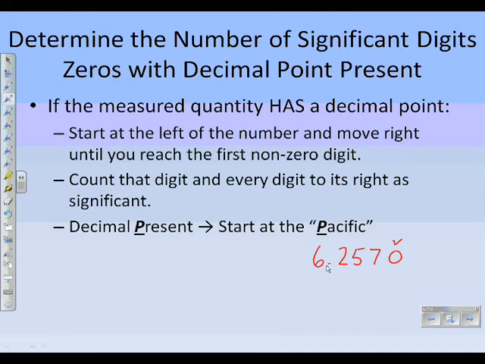If there's a decimal point present, zeros at the end are significant. So this measurement here, let's say this is, I don't know, milliliters. 1, 2, 3, 4 non-zeros, and a 0 that's at the end of a number that has a decimal point. 5 significant digits.